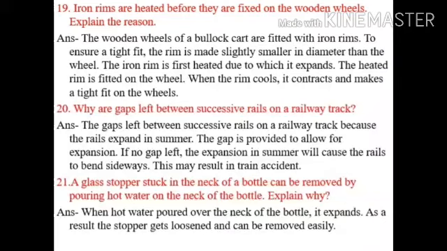Question number 20. Why are gaps left between successive rails on a railway track? Answer is, the gaps are left between successive rails on a railway track because the rails expand in summer. The gap is provided to allow for expansion. If no gap is left, the expansion in summer will cause the rails to bend sideways. This may result in a train accident.